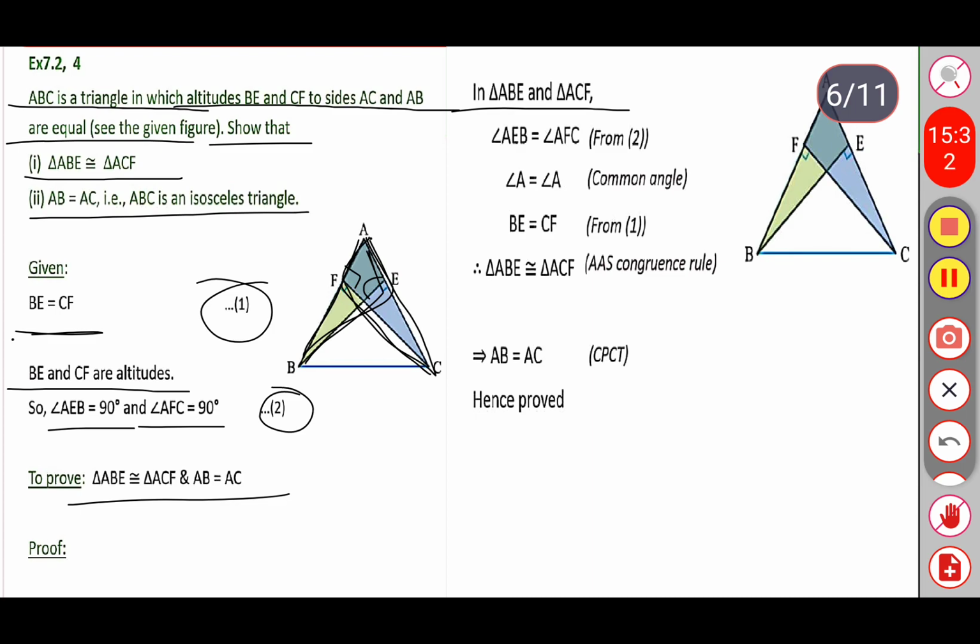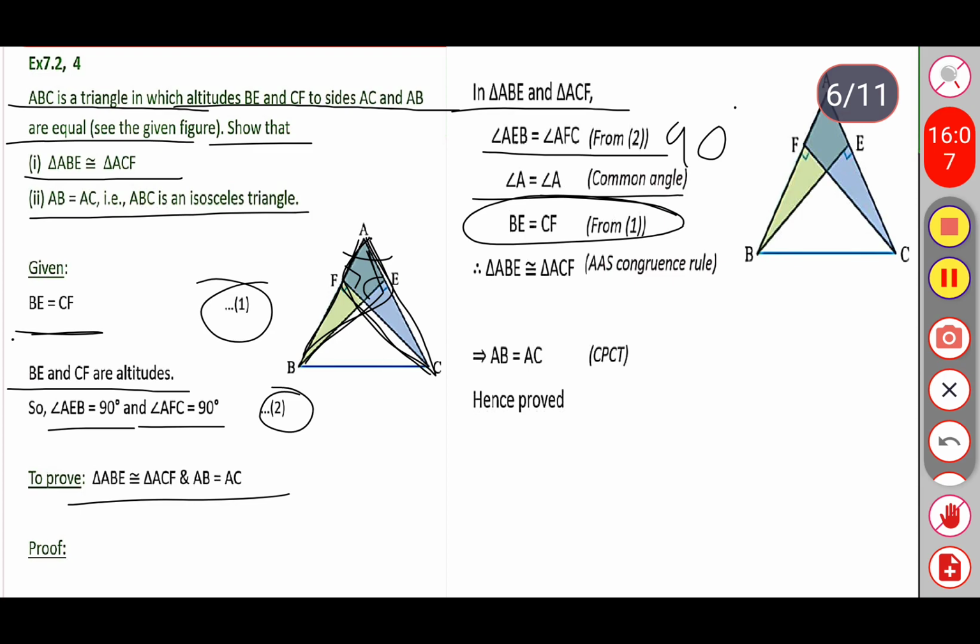In that, angle AEB is equal to angle AFC, because each angle is 90 degree, right? Angle A and angle A is a common angle, right? So angle A is a common angle for both triangles. Next one, BE is equal to CF. BE and CF are the two equal altitudes of the triangle ABC.